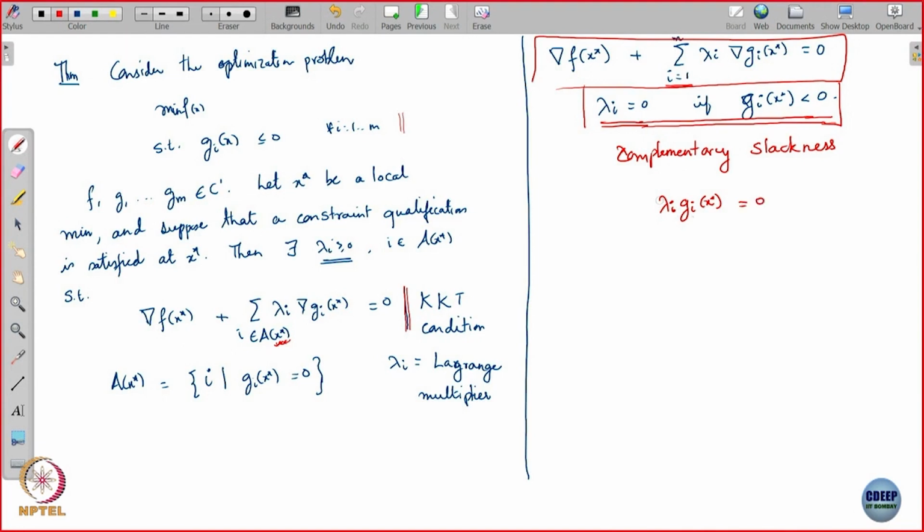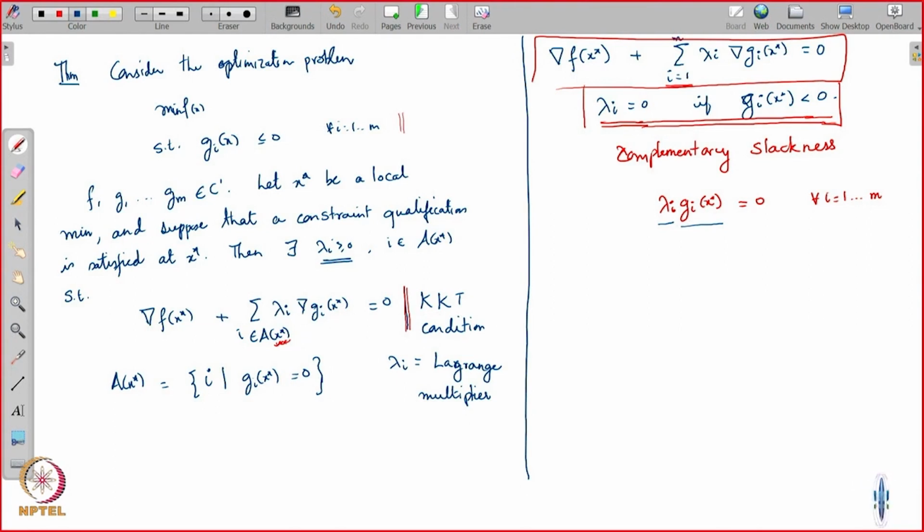Lambda I times gi of x star equals 0. Now, this should be true for all I, not just for the ones that are not active. The ones that are for the i's that correspond to active constraints, gi of x star will be equal to 0. For the ones that are not active, it necessarily means that lambda I must be equal to 0, right. So, since the product of these two is equal to 0, at least one of them must be 0.